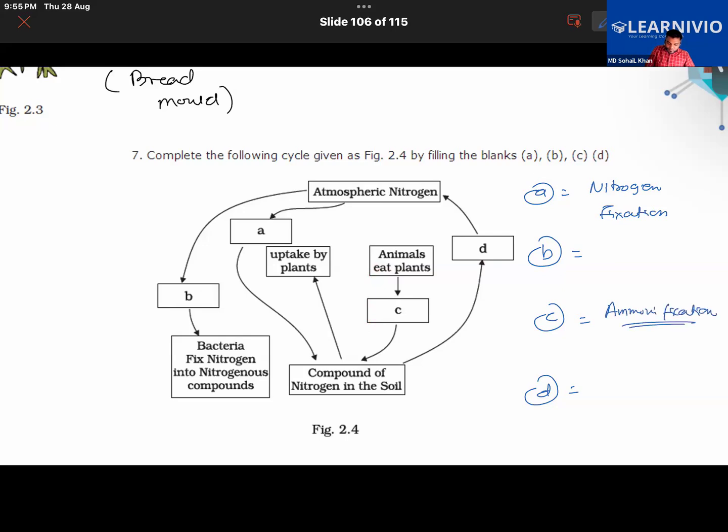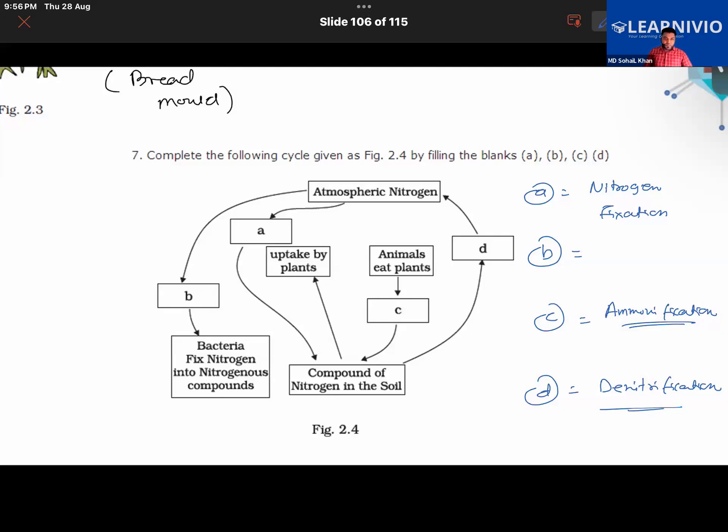Therefore, D is denitrification. Exactly, denitrification, where compounds of nitrogen are converted back into atmospheric nitrogen. So exactly, that is denitrification. Very good. Okay, only one is left.